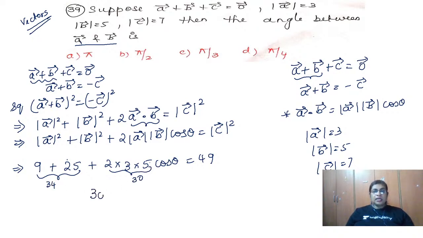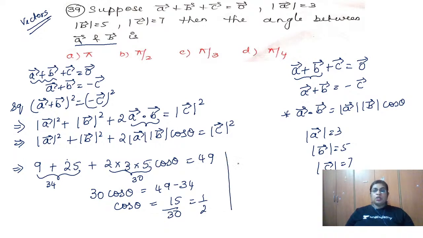So you got 30 cos theta is equal to 49 minus 34. So 49 minus 34 is 15. So cos theta is equal to 15 by 30, which is equal to 1 by 2. So what you got now? You got theta is equal to cos inverse of 1 by 2. Which value of cos is giving you half? Sin is 30, cos is 60. So theta is equal to 60 degree, but it's written in radian measure.